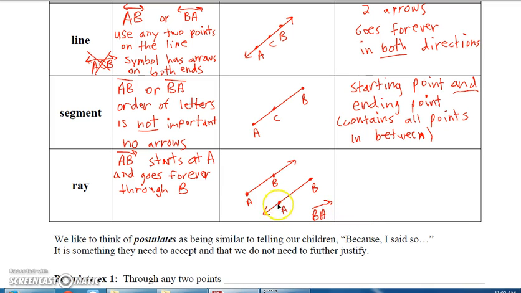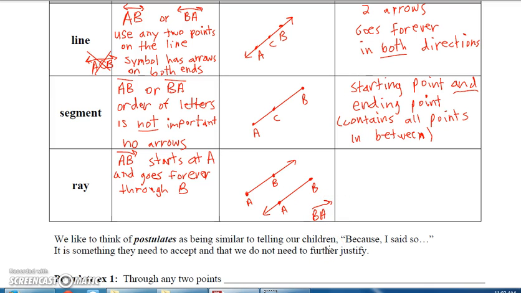It doesn't matter that A is on the left in the picture. Which one is the endpoint? B. So how do we write this when we're naming it? You write the endpoint down first on the left, even though the ray is pointing right to left. So this is ray BA. Endpoint forever through A. There's your arrow.